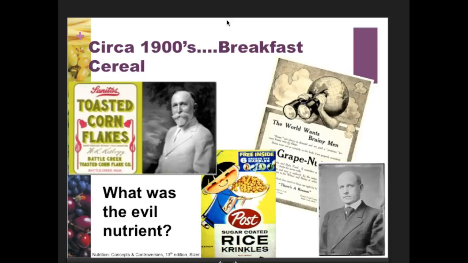And he capitalized on this whole thought of evil nutrients because the majority of people in that time frame were having very protein-rich breakfasts. They were having eggs and bacon and sausage, and they lived on the farms and they needed this energy to sustain them. But protein's an evil nutrient. So it played into this rise of the breakfast cereal.